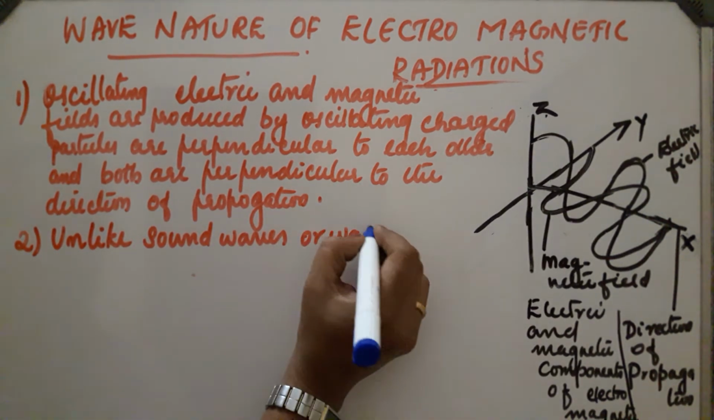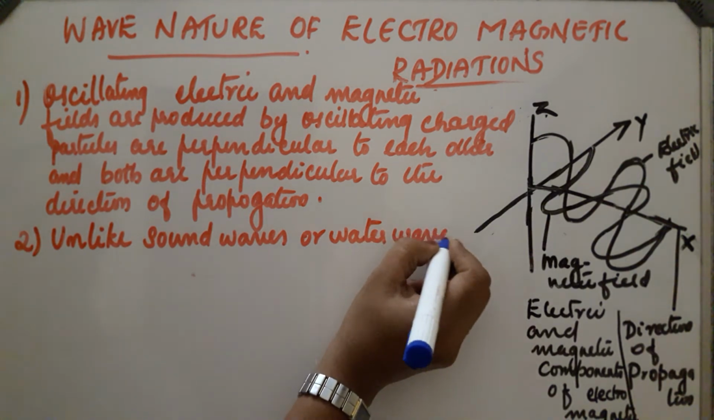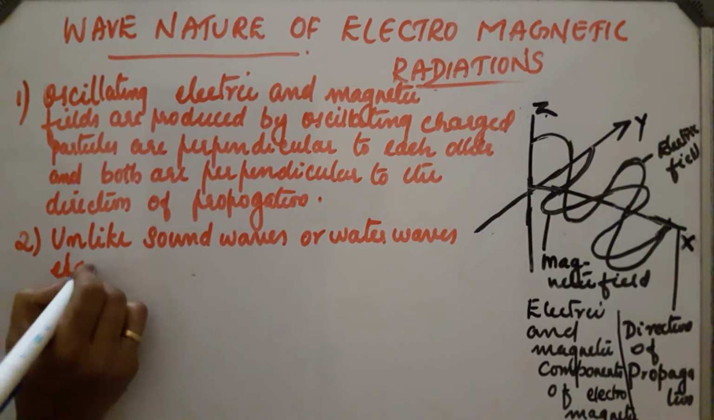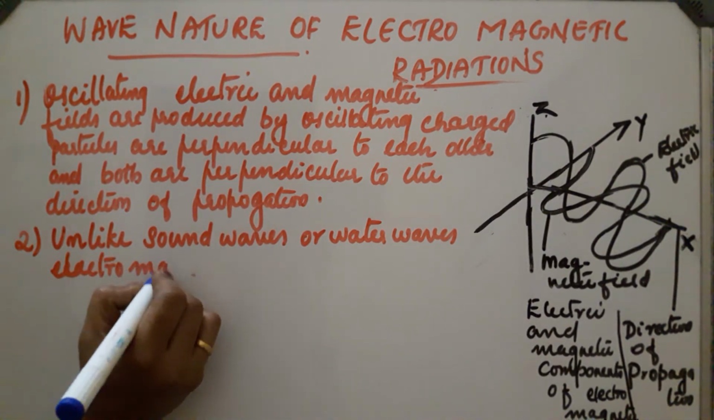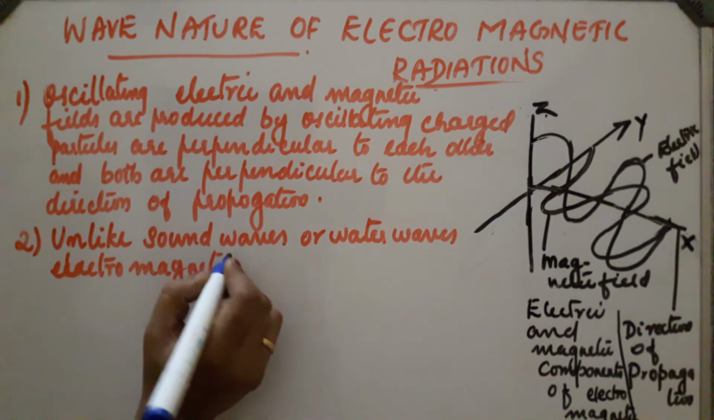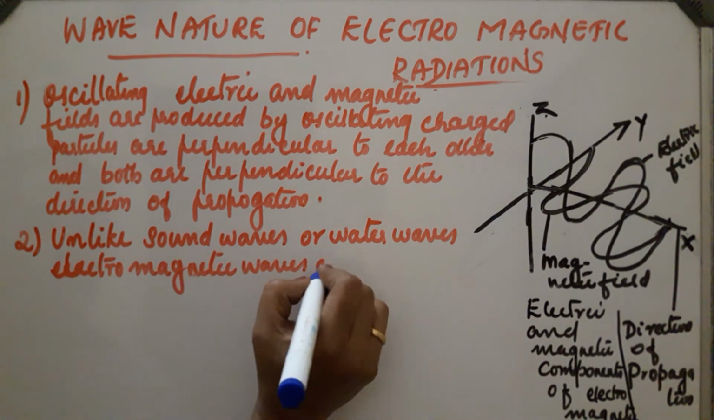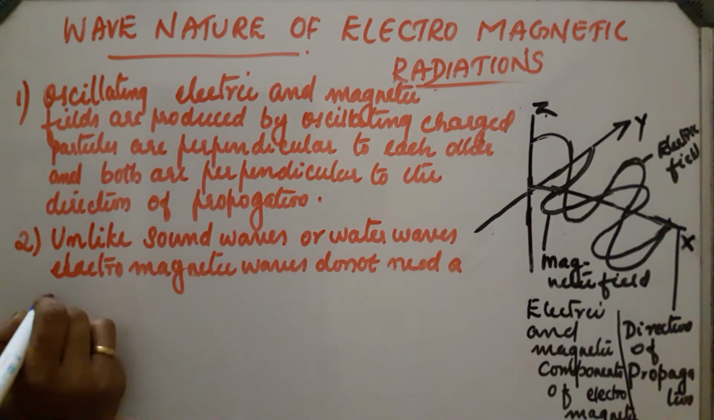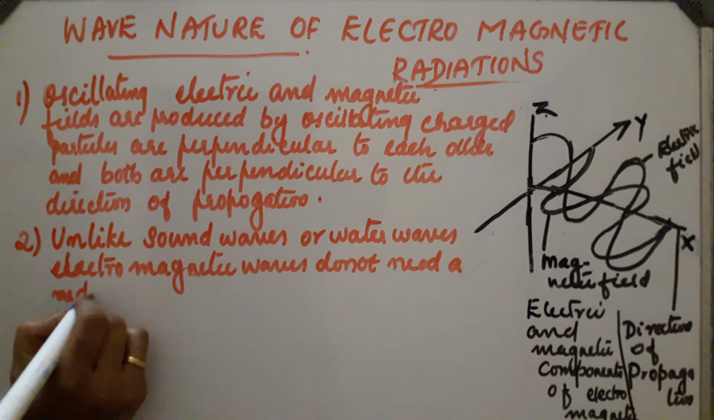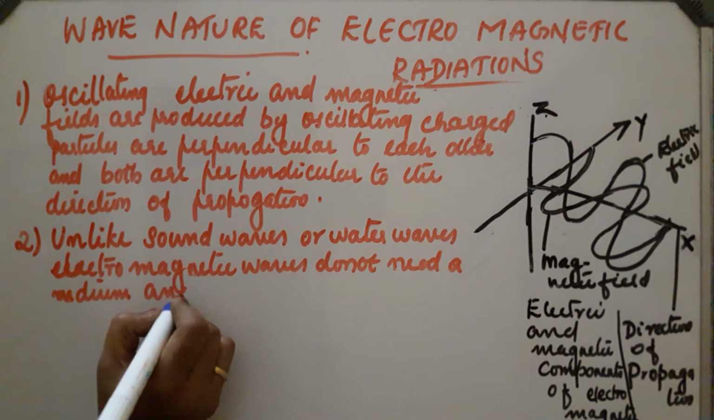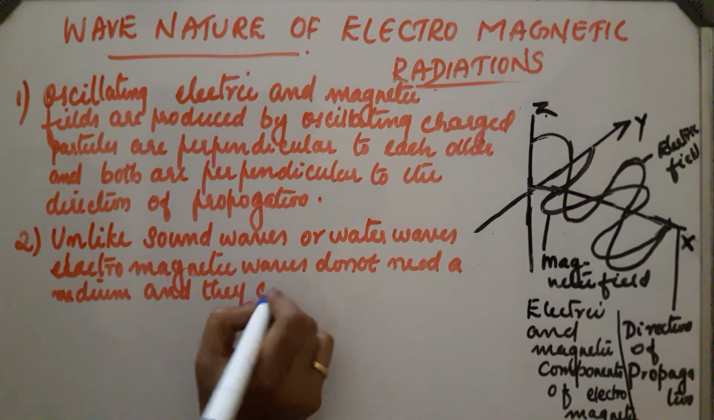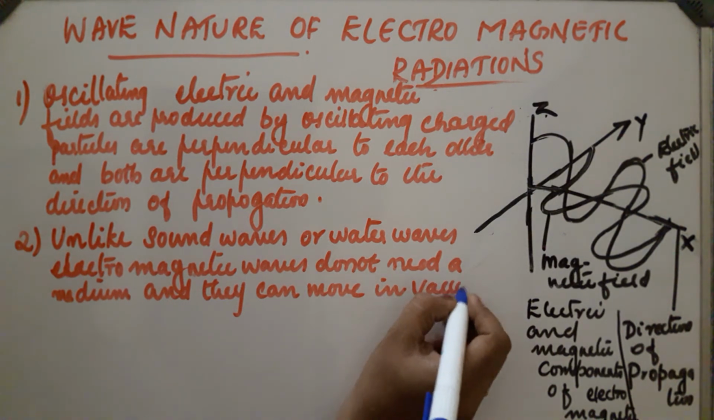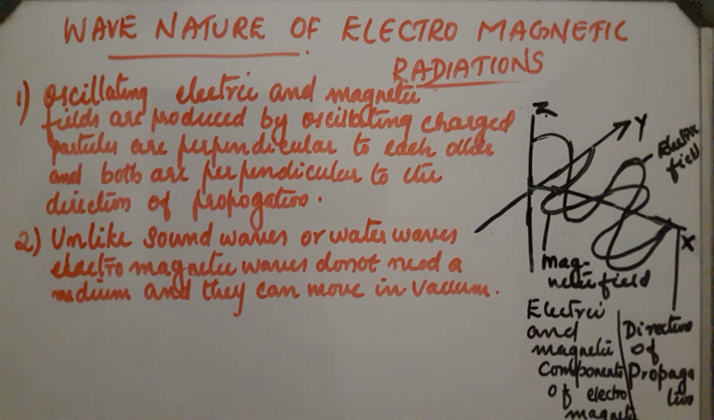Now second property. Unlike sound waves and water waves, which need a medium for their propagation, electromagnetic waves do not need a medium, and they can move in vacuum. This is the second property of electromagnetic radiation.